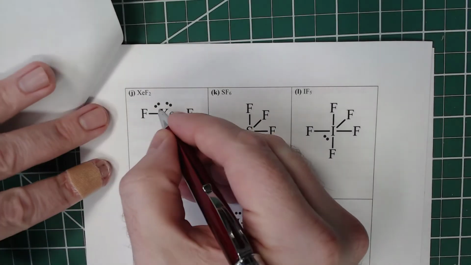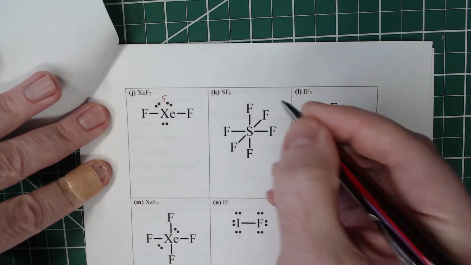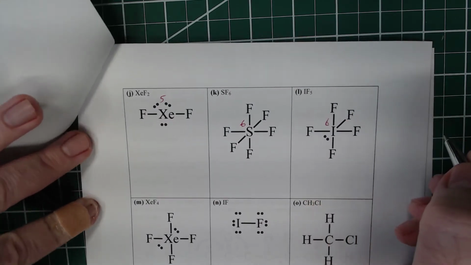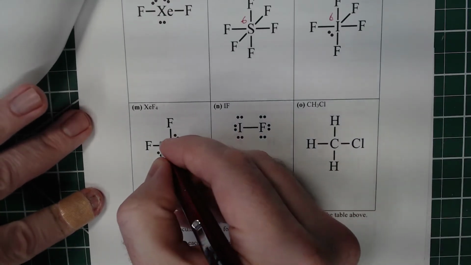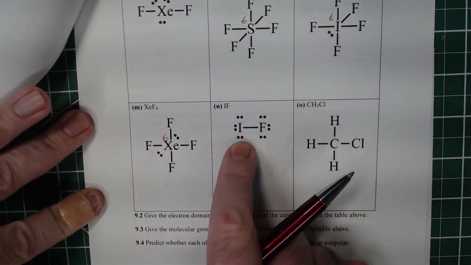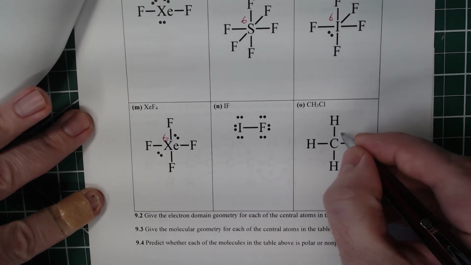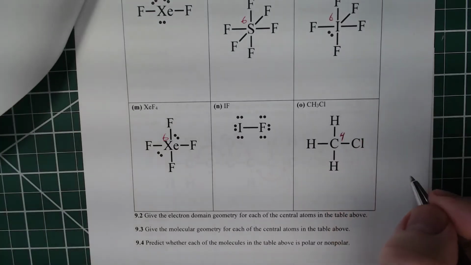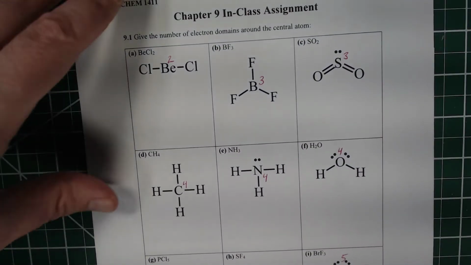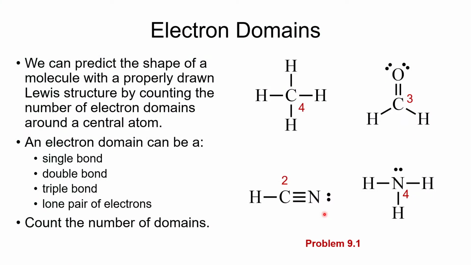And then here, xenon, we've got 2 single bonds and 3 lone pairs, so that's 5 domains there. This sulfur has 6 domains. This iodine also has 6 domains. Xenon here has 6 domains. And then this one, I'm not going to write one on this because there's no central atom. We've only got 2 atoms there, so there's no central atom. And then here on this carbon, there are 4 domains. Now, we're going to be using those for something else. So I'll set that aside, and we'll go back to our in-class presentation.